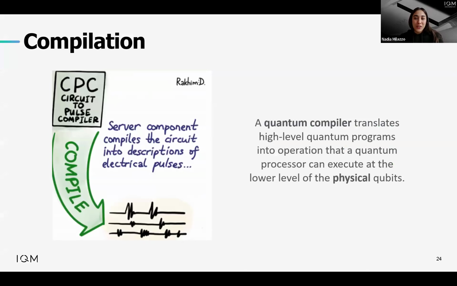Okay, compilation. So compilation is actually the action of translating this high-level quantum programs or circuits that we have written so far into operations that the quantum processor can actually execute at the physical level of the physical qubits. So the compilation is really an extra step of translation after transpilation that goes lower into the physical level of these superconducting quantum computers.